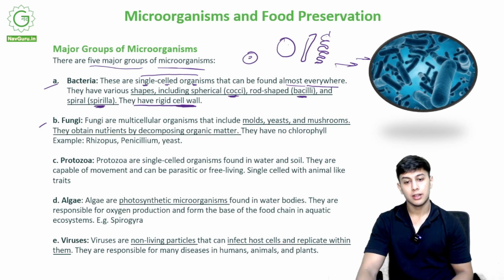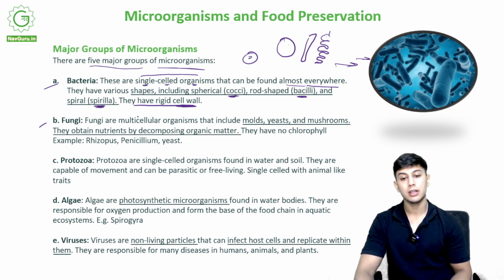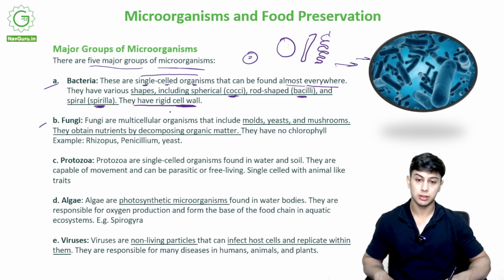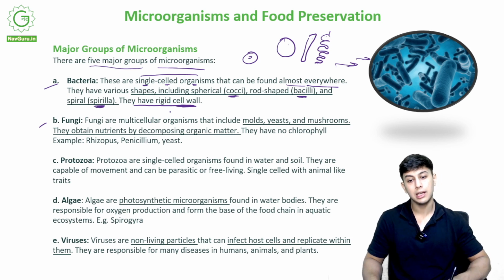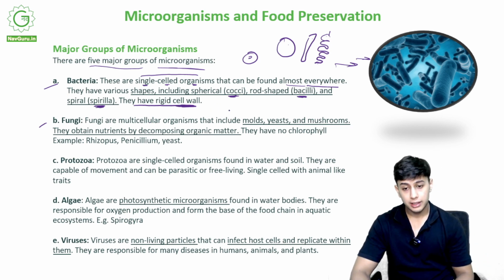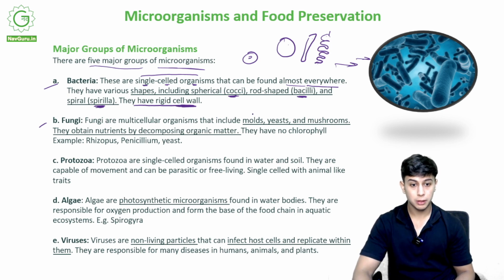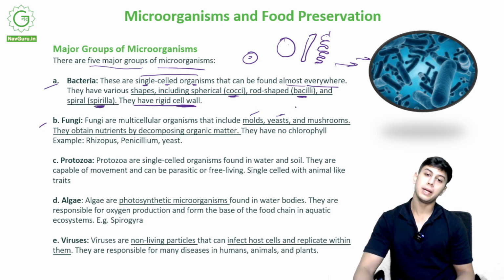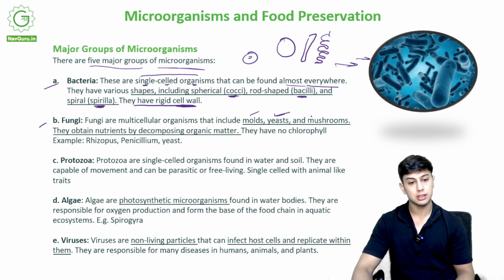What is fungi? Fungi are multicellular organisms. The main difference we can spot here itself: single celled is bacteria, multicellular means fungi. So fungus has a lot of cells, not just one cell, many cells. And fungus includes molds, like I told you. I showed you a picture of bread having mold. Yeast, all the bakery products use yeast. Yeast is also a fungus.